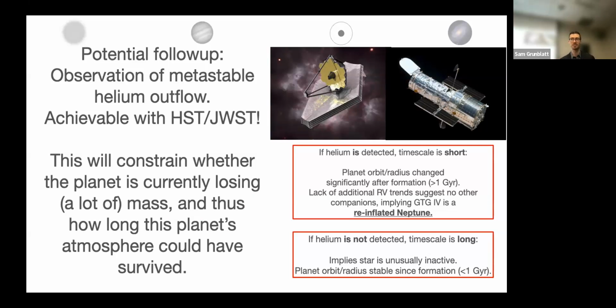Whereas if we don't detect it, that means it probably was able to survive for other reasons. Maybe the star was just very inactive and doesn't have a big XUV flux, and the planet was able to just hang out with its very low density.